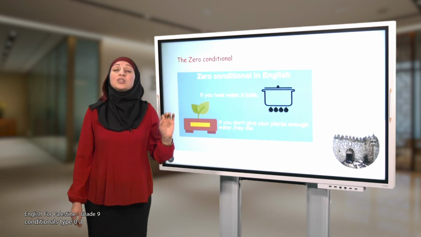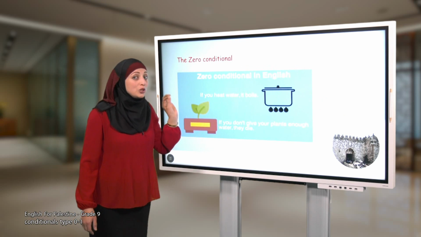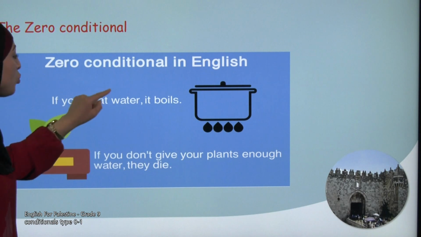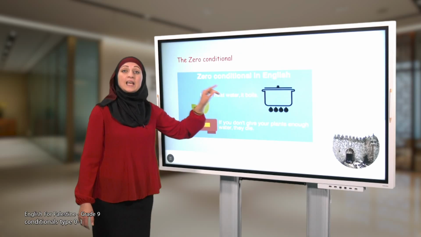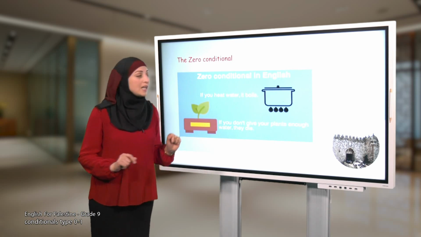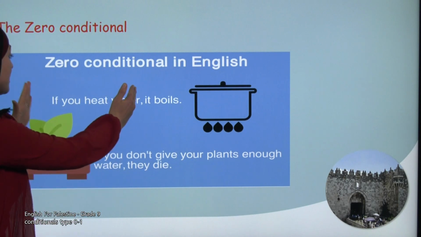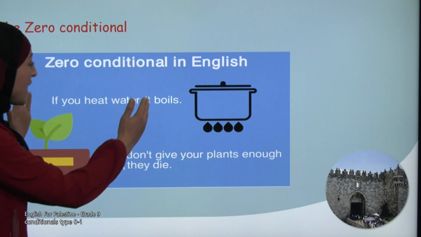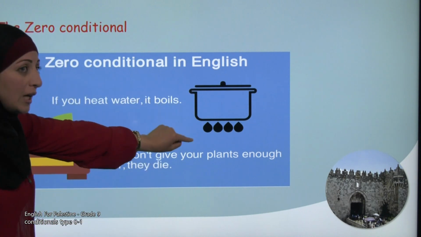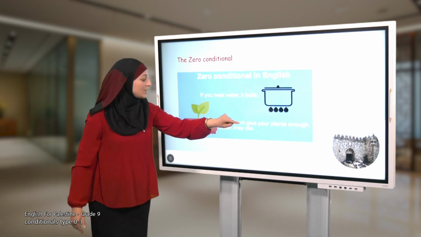According to the 0 conditional, I have an example here. You will concentrate with me to understand. Example number 1. If you heat water, it boils. In this sentence, I'm talking about a real situation. In this sentence also, I have something called if clause, if you heat water, and I have something called main clause, it boils. Look at the verbs here in the if clause and in the main clause.